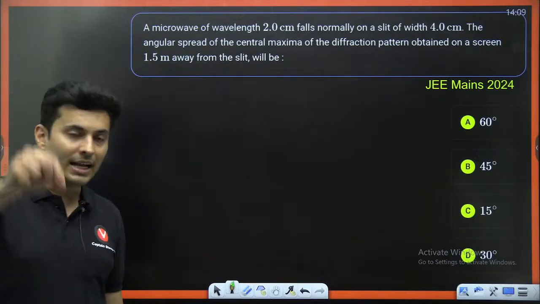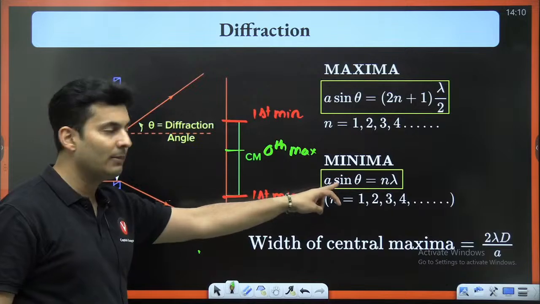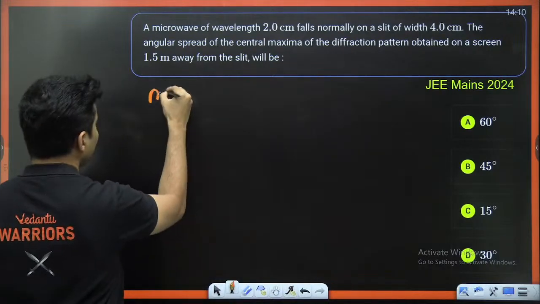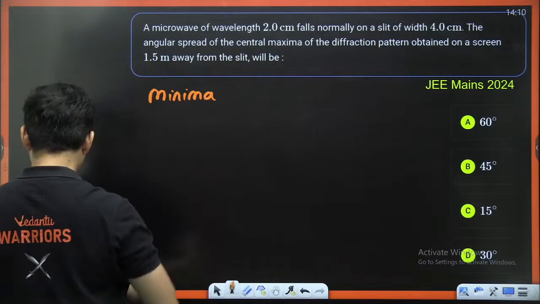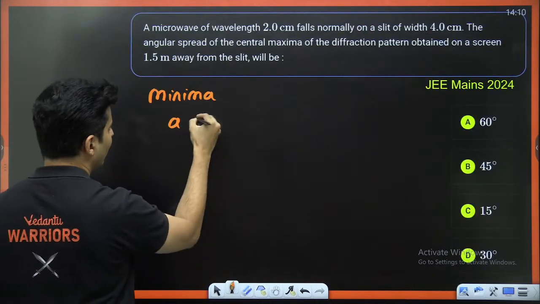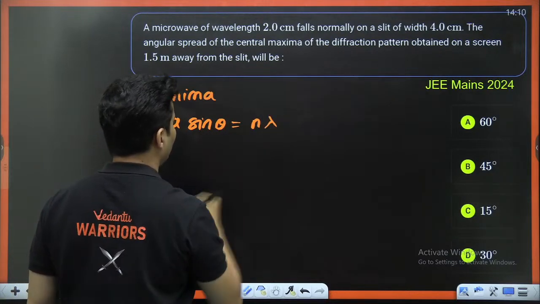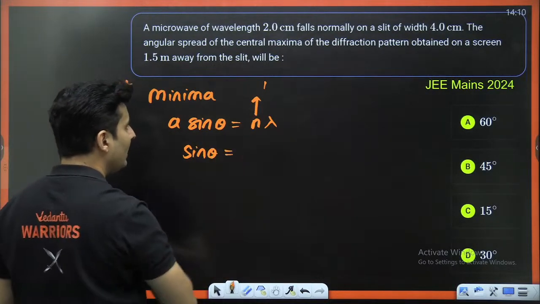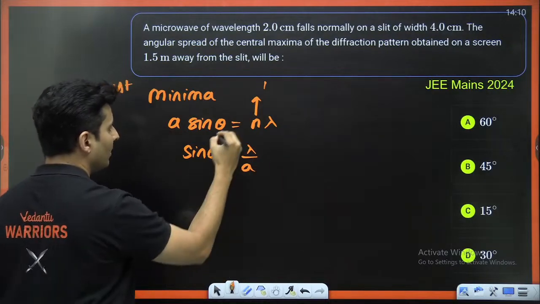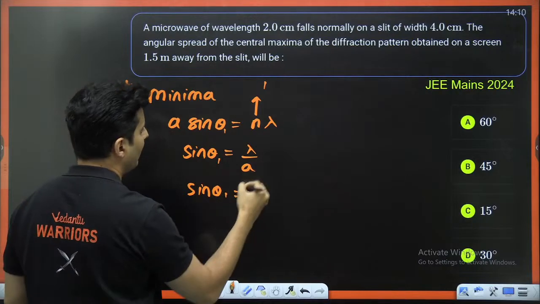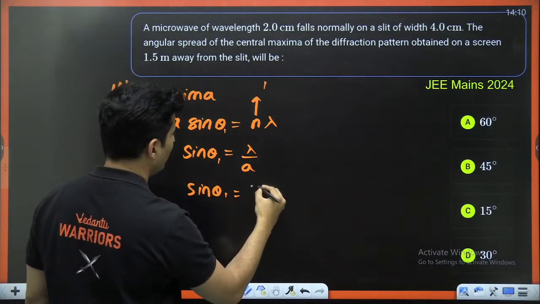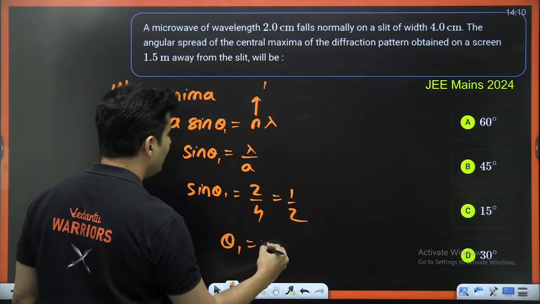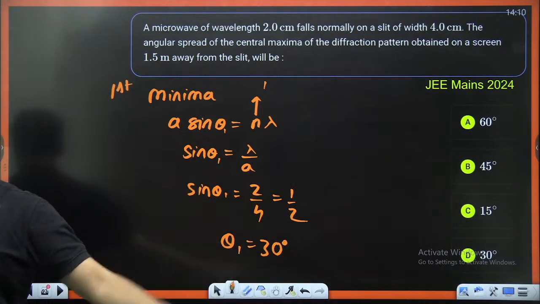So what you need to do is actually find the location of the first minima, and then find that theta value. For minima, I would use the formula a sine theta is equal to n lambda. For the first minima, n value will be 1. So sine theta 1 is lambda by a. Lambda is 2. a is the slit width, which is 4. 2 by 4 is half. So theta 1 will be 30 degrees.